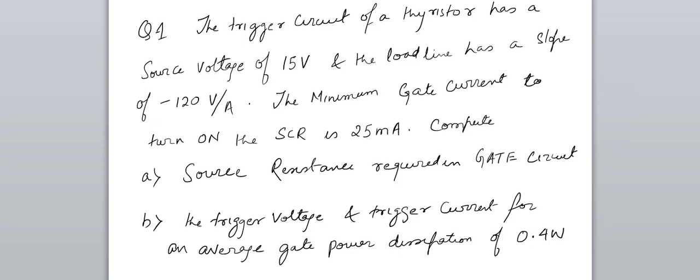Now here, check the circuit. A trigger circuit of a thyristor has a source voltage of 15 volt and the load line slope is minus 120 volt per ampere. The minimum gate current required to turn on the SCR is 25 milliampere. Compute the source resistance required in the gate circuit, trigger voltage and trigger current for an average gate power dissipation of 0.4 watt. So here the minimum gate current is this.